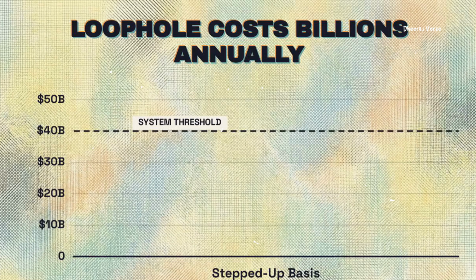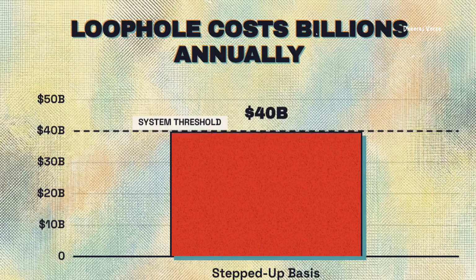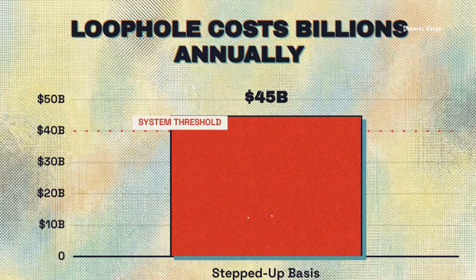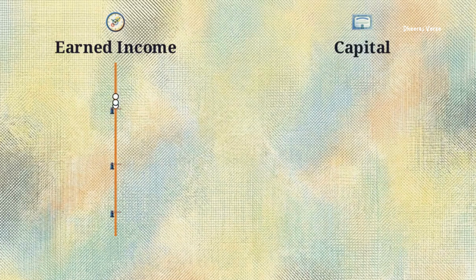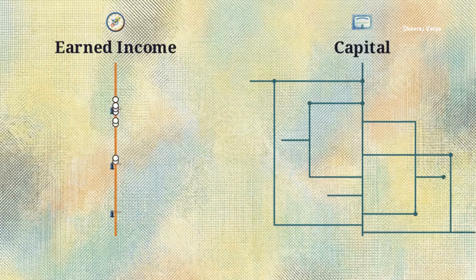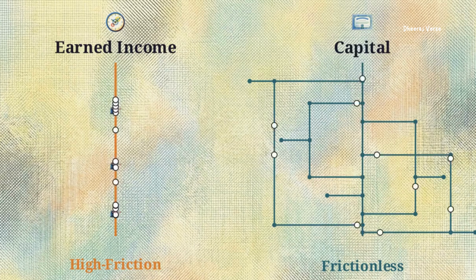This single reset button costs the U.S. government an estimated $40 to $50 billion every single year in foregone revenue. Death serves as the master reset switch, turning a lifetime of temporary tax deferral into permanent wealth elimination for the state. We see two distinct paths for capital. On the left, the narrow, heavily taxed line of W-2 labor. On the right, a sprawling circuit board of deferred liabilities. Labor is locked into a high-friction pathway, while capital flows unimpeded through a frictionless circuit.